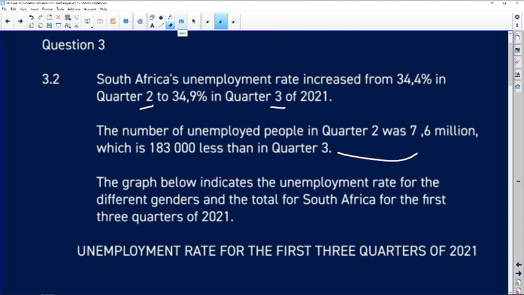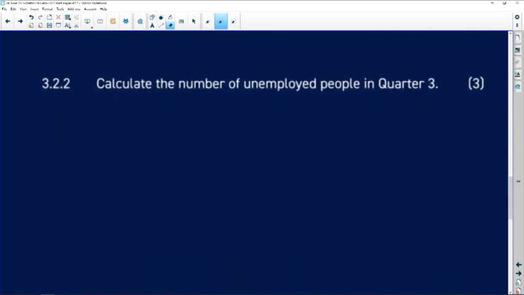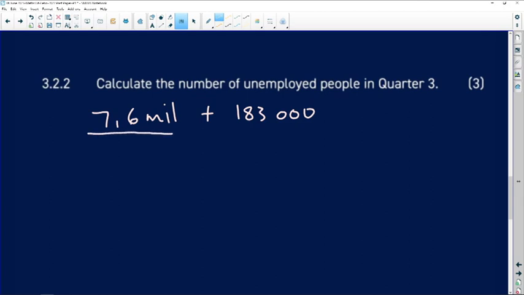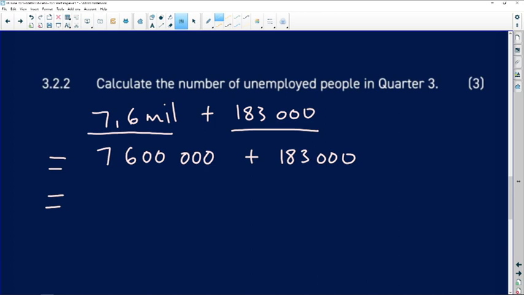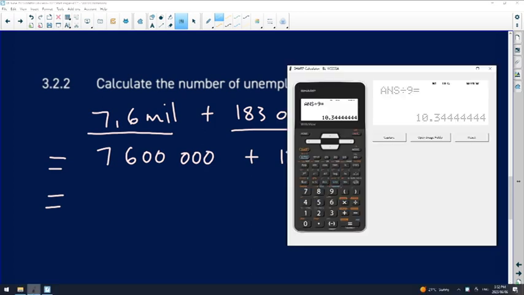The moment you see less and more, you know we are going to be working in terms of subtraction and addition. So, calculate the number of unemployed people in quarter three: 7.6 million plus 183,000. But we cannot add these two numbers together as they are, so I would advise you to convert this first. 7.6 million is 7,600,000. Also know how to convert when it comes to commas, because it's very common for you to get something like this in your exam and then you are stuck and do not know what to do. If you're given a number in billions, for instance.